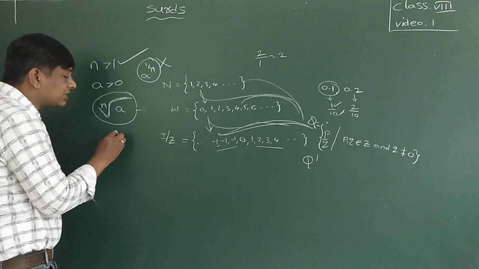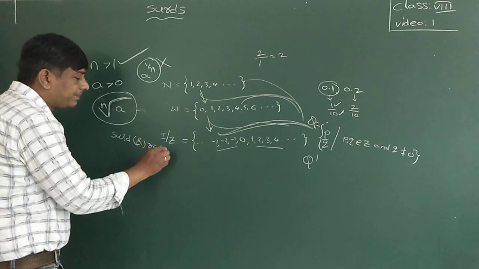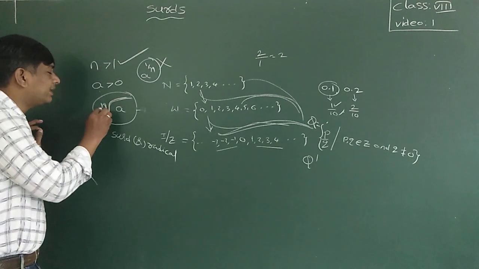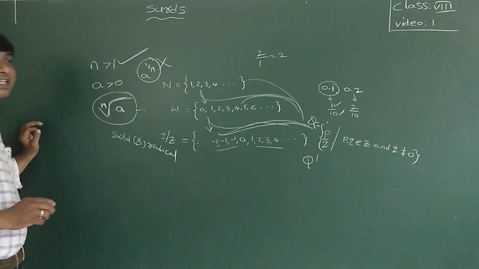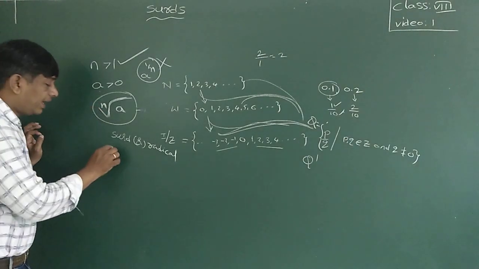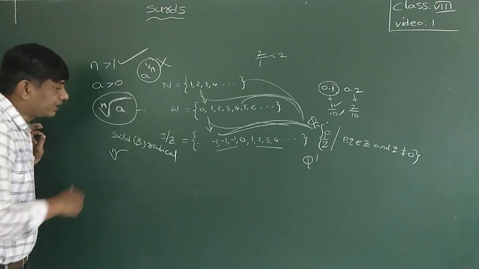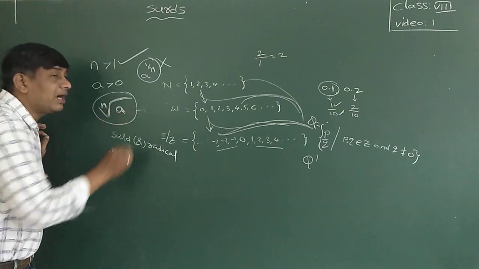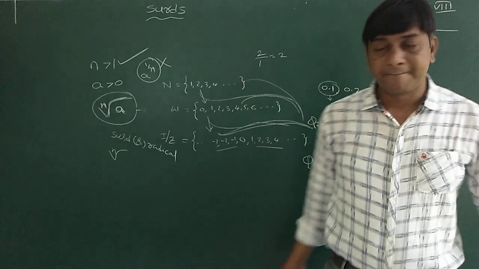Okay, this surd is also known as a radical. In this nth root a, this n is called the order of the surd, and the nth root is called the sign of the surd, the radical sign. Radical is nothing but surd, and a is called the radicand. Understood?